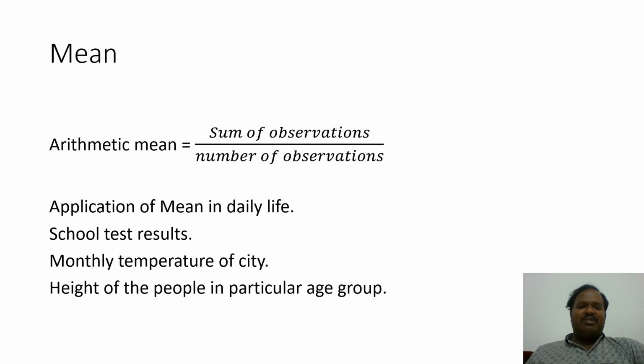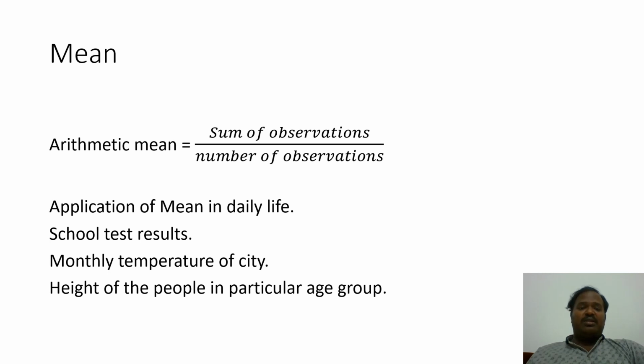So what is an average? The sum of all observations and the number of observations. When you divide them, the ratio between the sum of all observations and the number of observations is called the average, or in other words we call it the arithmetic mean.